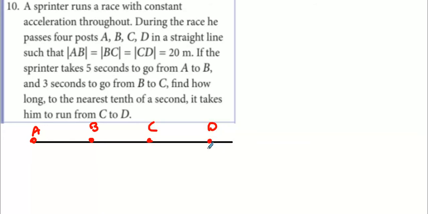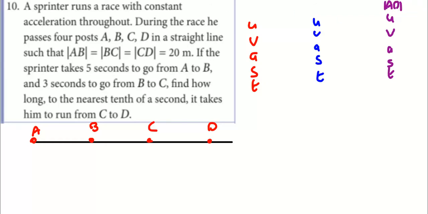Now, what's the golden rule about our U-vasts? What way do I create them? And how many of them will I have? I think I'm going to have 3 of them: A to B, A to C, and A to D. So this one's A to D. You notice I'm going from the start every time, yeah? It's because I want a common U value. If I don't do that, I won't have that common U value, okay?